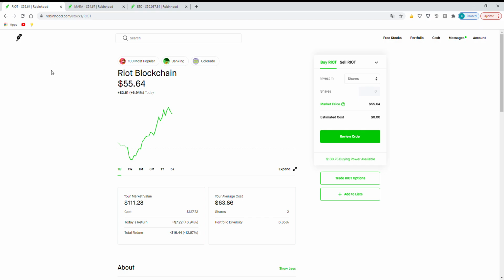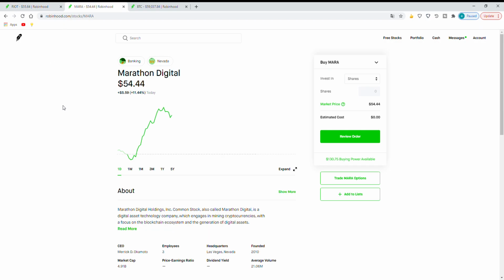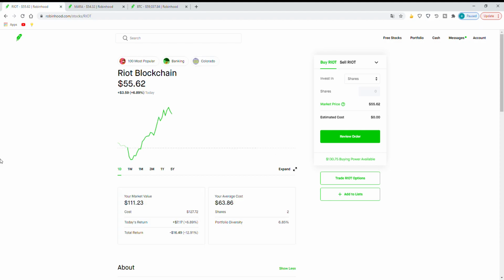So I have two stocks here, RIOT Blockchain and Marathon Digital. Marathon Digital actually changed their name, they used to be Marathon Patent Group. So if you've heard of Marathon Patent Group, then you'll know what I'm talking about. Okay, anyways, into the video.